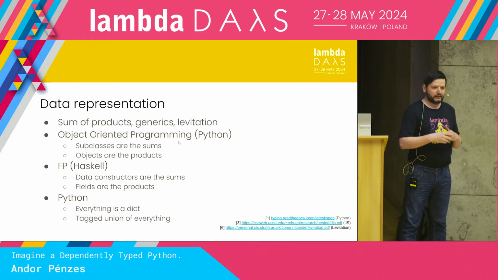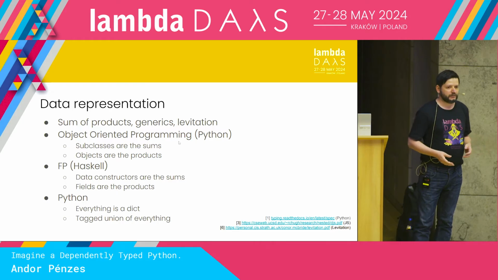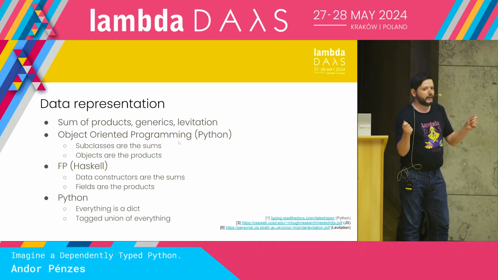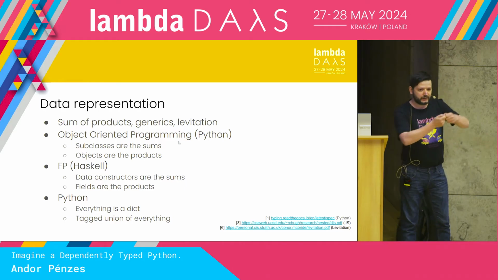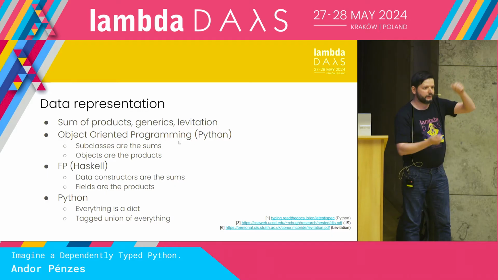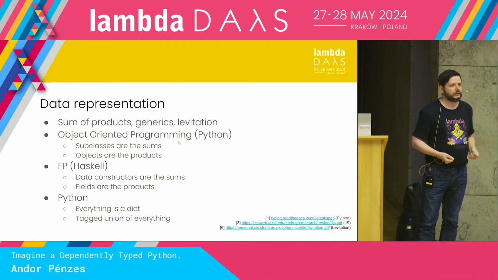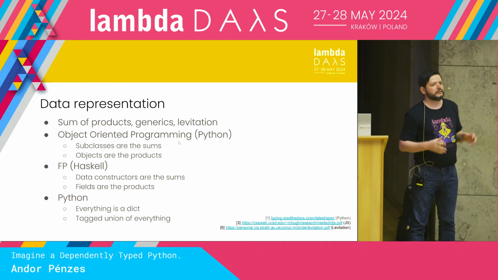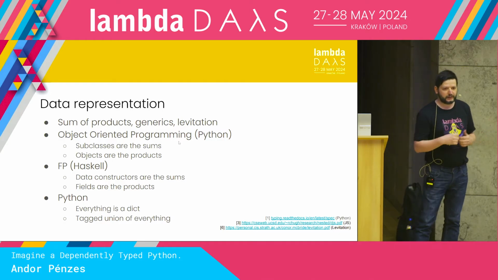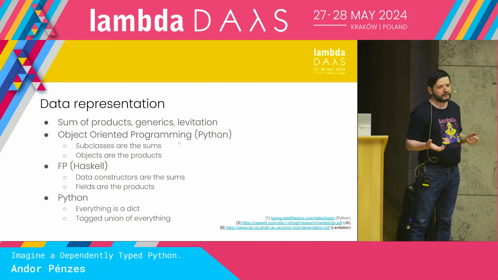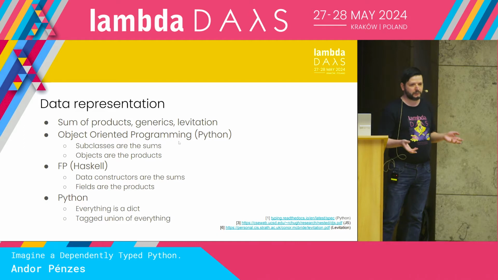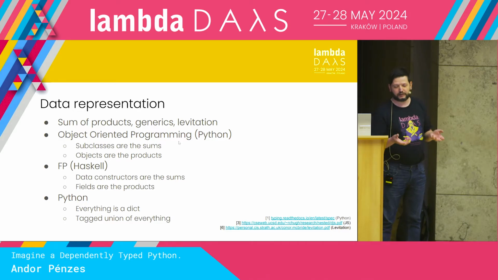And that means that whenever we write these data representations, we always try to tie things together, fields together, and those are the products. And sometimes we want to select from different options, and those are the sums. And different paradigms aim to handle this problem in a different and a similar way at the same time. In object-oriented programming, the subclasses are the sums and the fields are the products. With Haskell-like FP programming, the data constructors are the sums and the fields are the products.